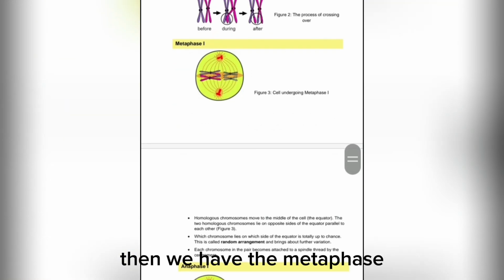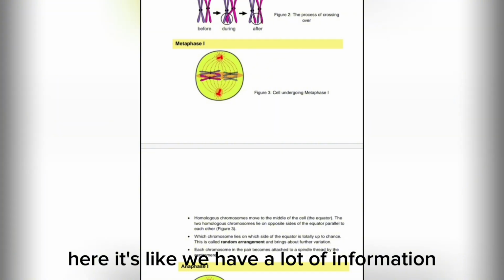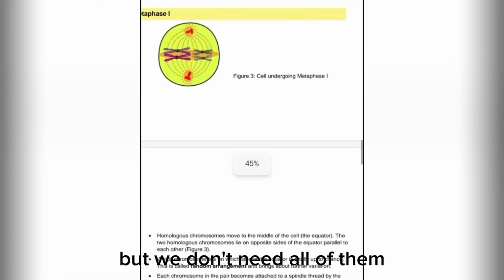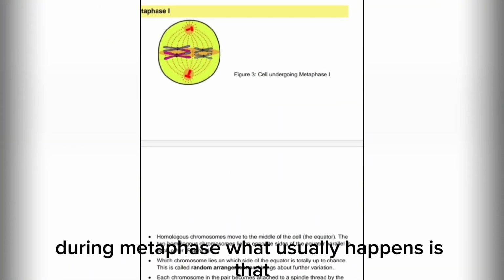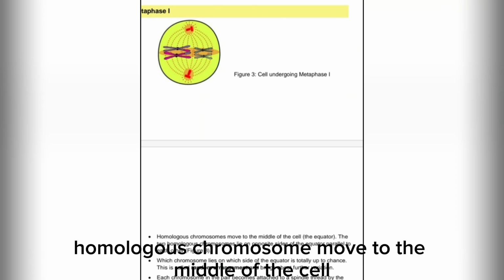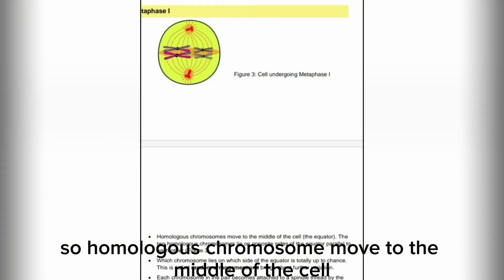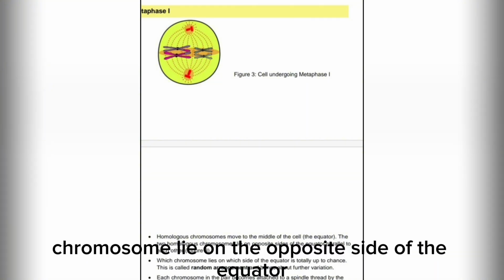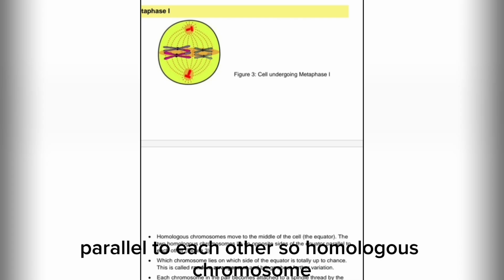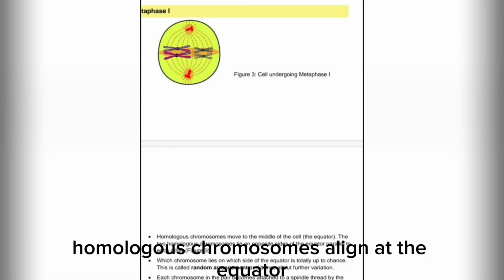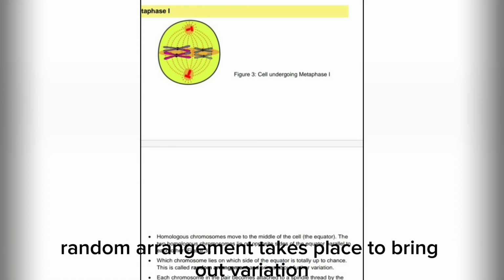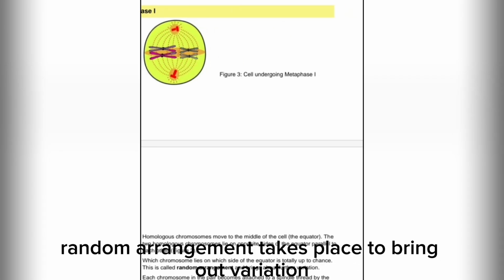Then we have the metaphase. Here we have a lot of information, but we don't need all of it. So during metaphase, what usually happens is that homologous chromosomes move to the middle of the cell. Basically, it's the equator, and the chromosomes lie on the opposite sides of the equator parallel to each other. So homologous chromosomes align at the equator, and then random arrangement takes place to bring out variation.